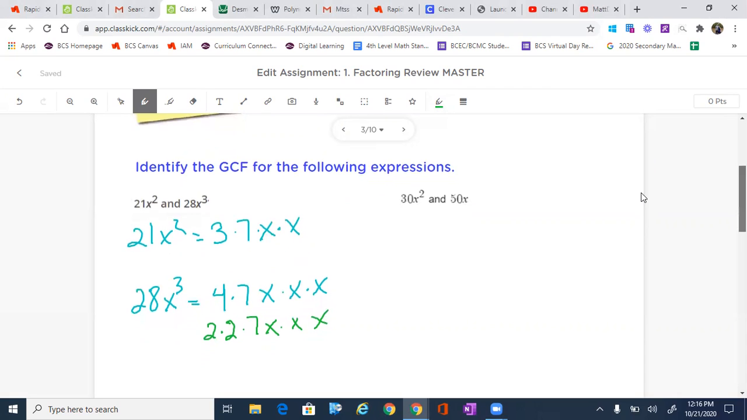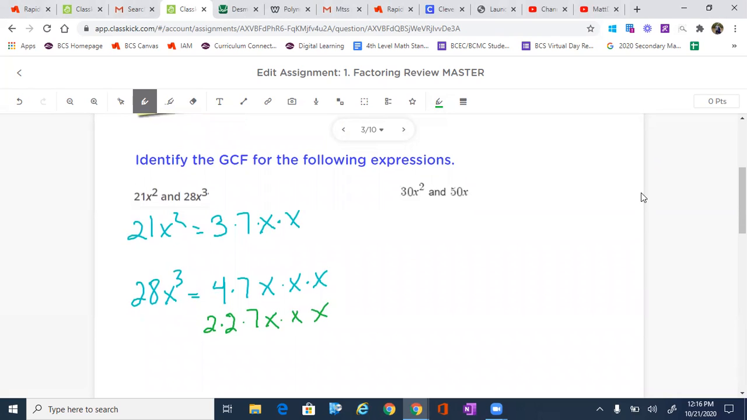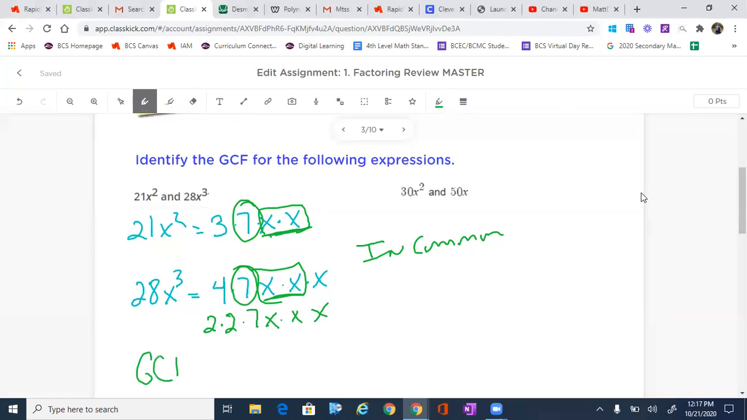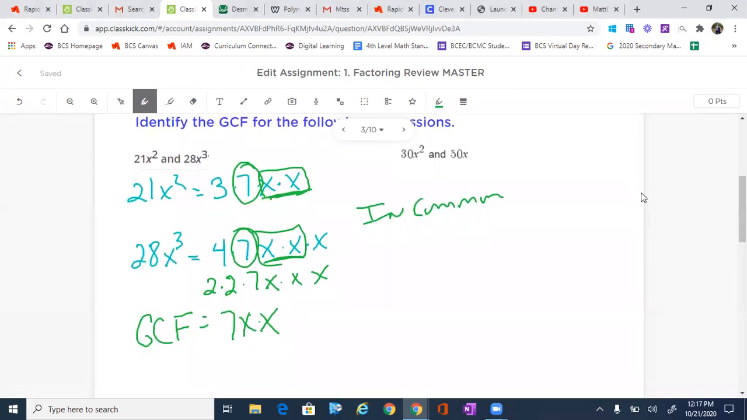Now, what I'm going to look for are what they have in common. In common is what we are looking for. So you'll notice that both of them have a 7, and both of them have 2 x's, okay? So that means that the greatest common factor is going to be the 7 and the x times x because they have them in common, hence the common factor. And I'm going to write 7x squared. That is going to be the greatest common factor in that case.